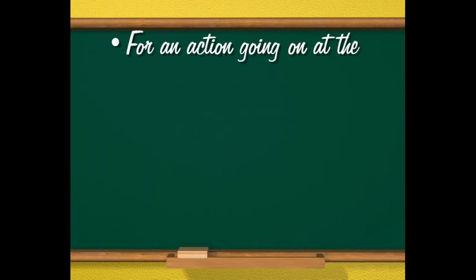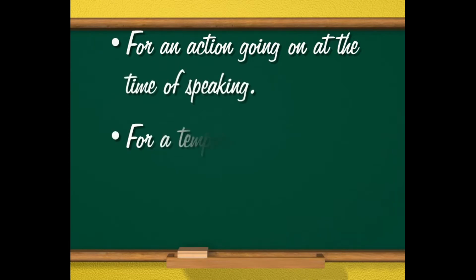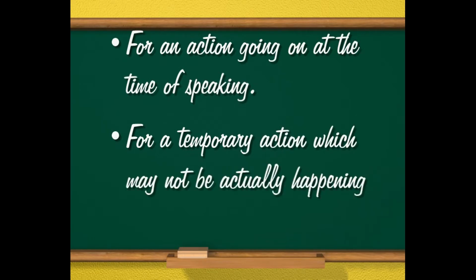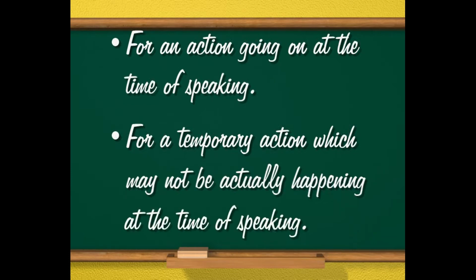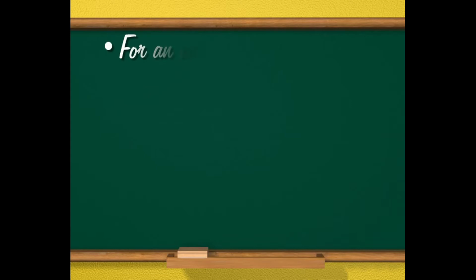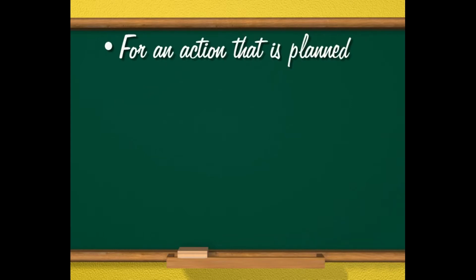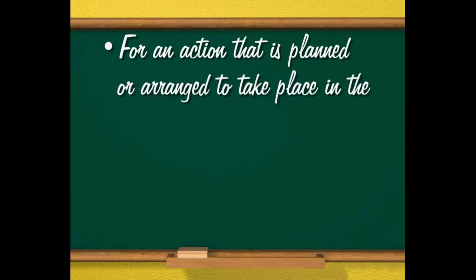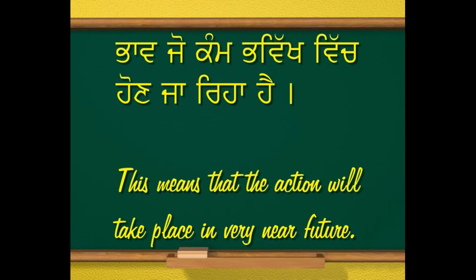The present continuous tense is used in the following cases. Number 1. For an action going on at the time of speaking. Number 2. For a temporary action which may not be actually happening at the time of speaking. Number 3. For an action that is planned or arranged to take place in the near future. This means that the action will take place in very near future.